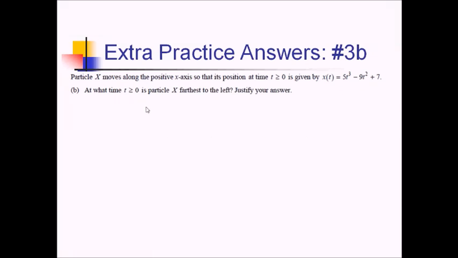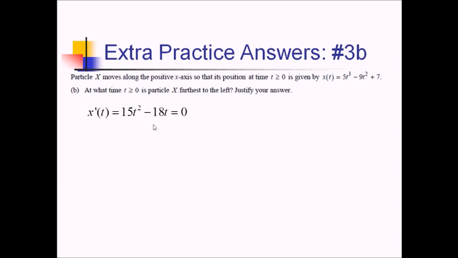For this part of the problem, we want to know at what time greater than or equal to 0 our particle is farthest to the left, and justify the answer. So for this we need x prime again, which we already defined in part A. So that again was 15t squared minus 18t. We're going to set that equal to 0 and solve for critical values. We want to figure out when this thing is actually turning around. That'll help us decide when we are as far left as we can go.